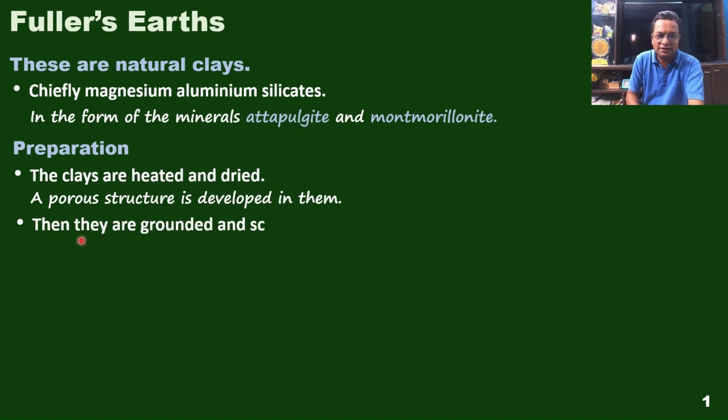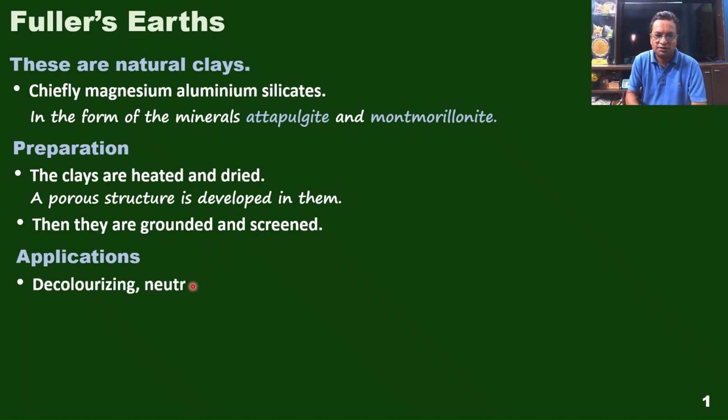Then after that, they are ground and screened. After you have the porous structure developed in them, they are ground and screened, and then you can use them as adsorbents. Now, what are the applications for Fuller's earths? They are used in decolorizing, neutralizing and drying of petroleum products.